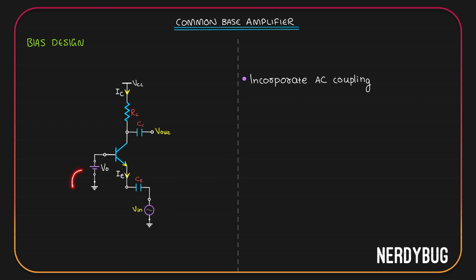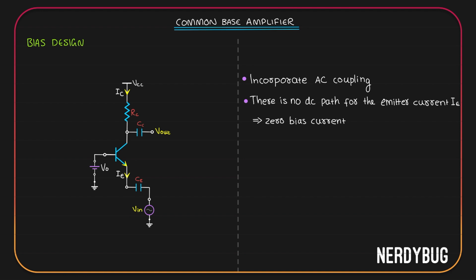Assume that we have applied V0 as the biasing. V0 will create a DC collector current. It flows like this through RC, reaches the collector, reaches the emitter, but after that it will not be able to pass through the capacitor because it is DC. That is going to be a problem. So we can say there is no DC path for the emitter current IE. Our bias current will be 0.